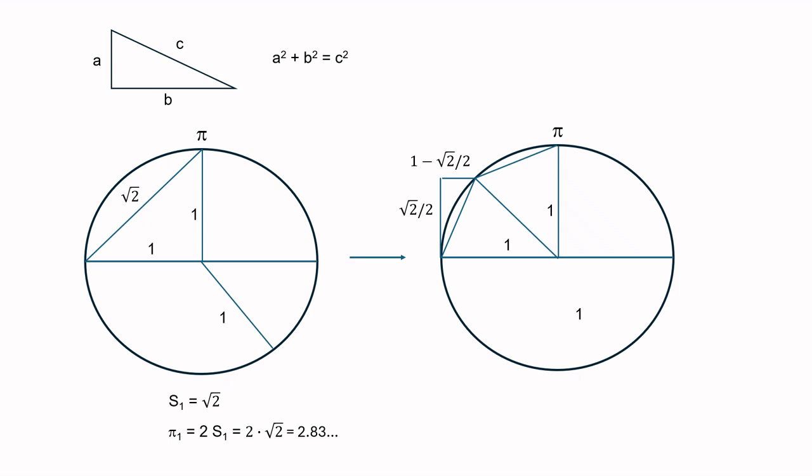Now from trigonometry we know that the height from this diameter to the point that intersects the circle is the square root of 2 over 2, and the remainder here from the left-hand side to the intersection is 1 minus the square root of 2 over 2. We can also prove that with Pythagoras' law. You can try that for yourself.